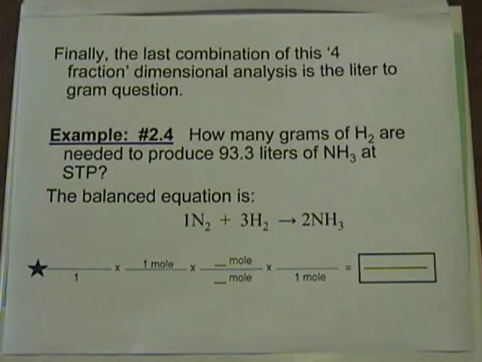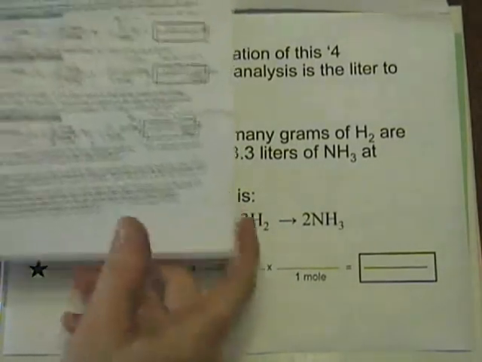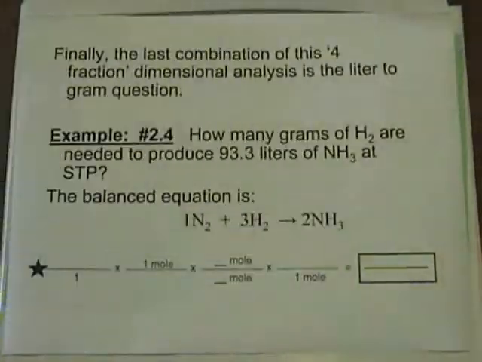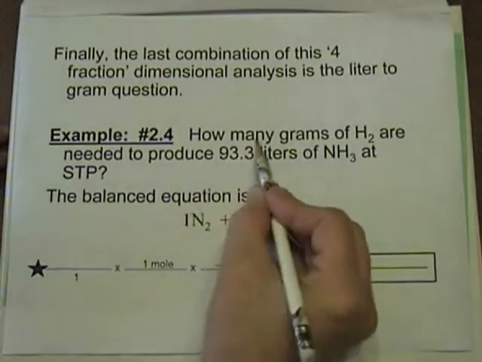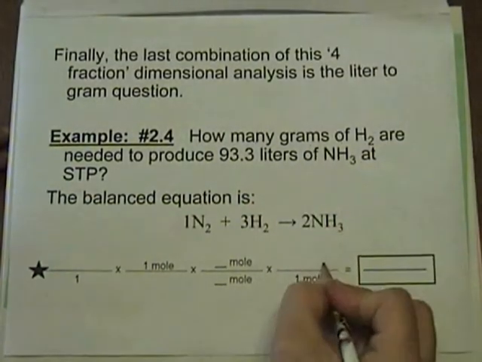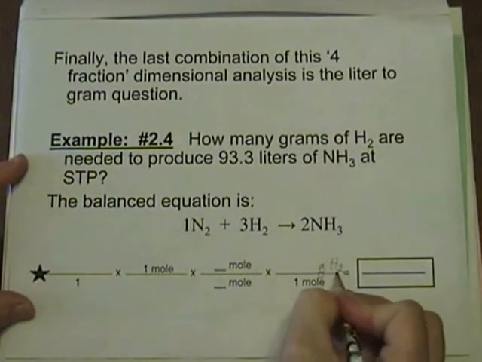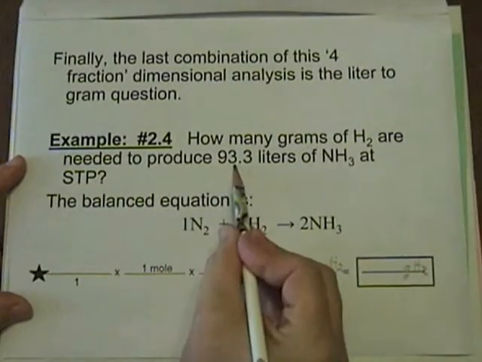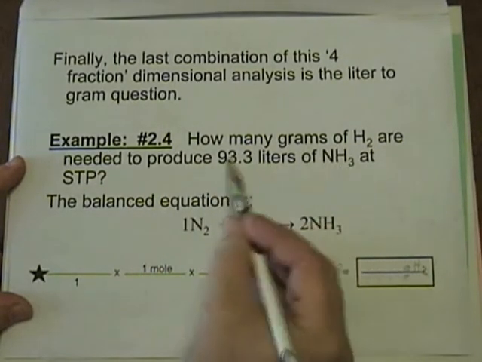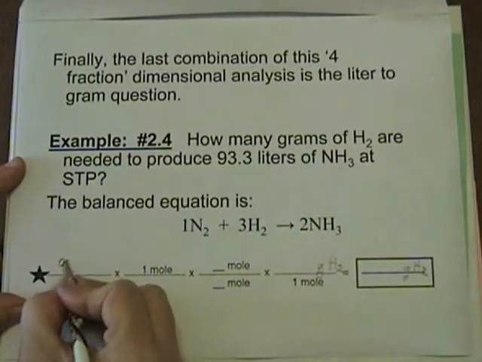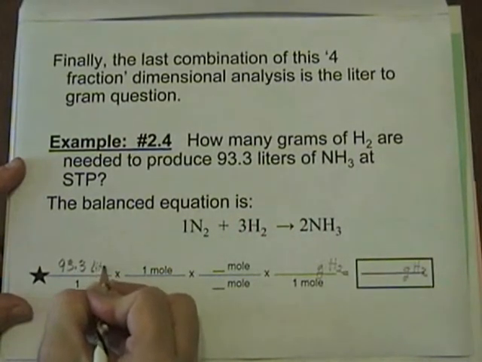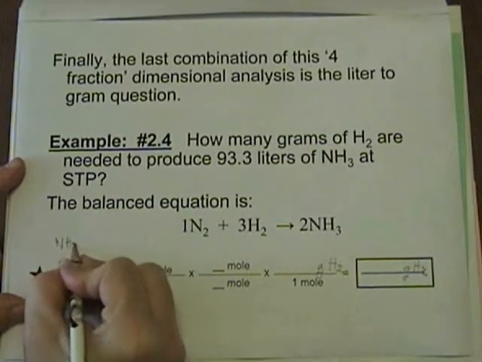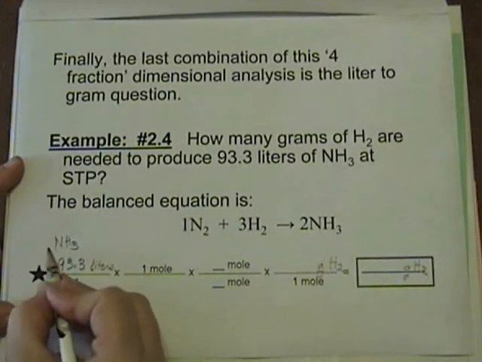Okay, this next question, 2.4, is still on page 2 of your Stoichiometry Chapter 9 notes, and it's located right there. It says, how many grams of H2 are needed to produce 93.3 liters of NH3? So grams of H2 is our unknown, and this is our known, 93.3 liters of NH3.